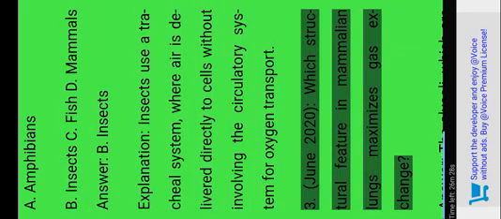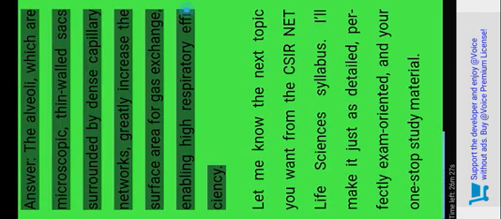oxygen transport. 3. June 2020, which structural feature in the mammalian lungs maximizes gas exchange? Answer. The alveoli, which are microscopic, thin-walled sacs surrounded by dense capillary networks, greatly increase the surface area for gas exchange, enabling high respiratory efficiency.